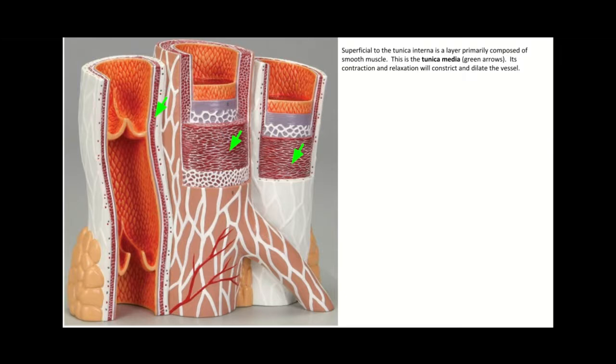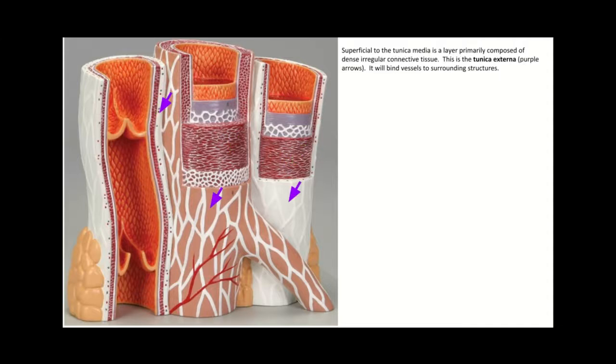The next picture shows you the tunica media of the artery and vein. Both of them are with green arrows, and you know that the tunica media of the artery is thicker than the vein, and this tunica media is very important for vasoconstriction and vasodilation of the blood vessel.